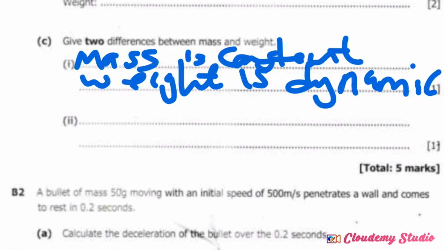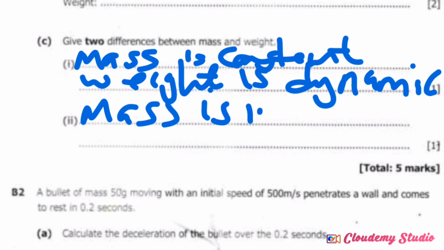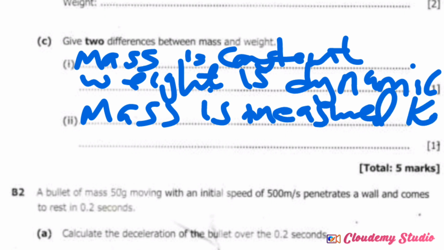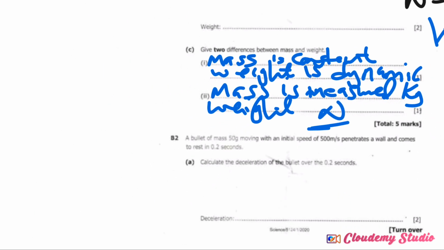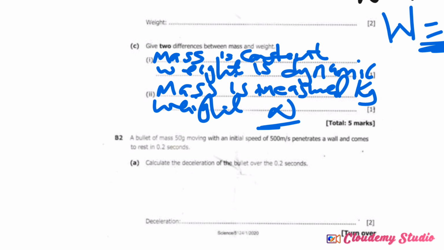Then the next difference is that mass is measured in units of mass, as you saw on the question, in kg, while weight, with our answer, we gave in newtons. So this is also another difference. Other differences: mass is the amount of matter in a substance, while weight is the pull of gravity. Another difference, mass can be measured using the beam balance, while weight can be measured using the spring balance. All those are answers. This is 5 marks.